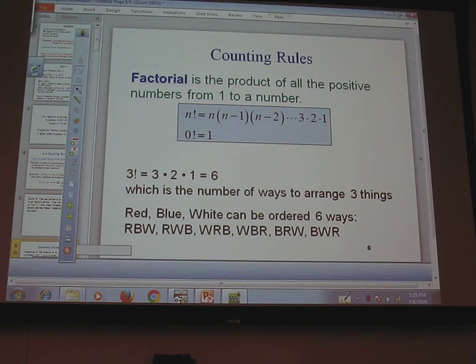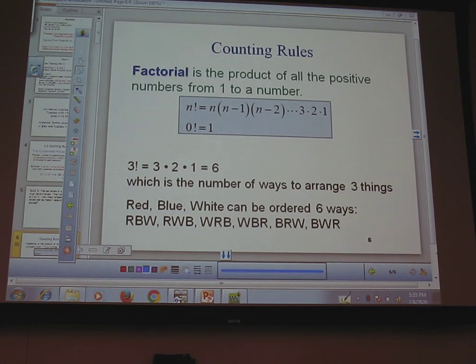Factorial, right? It's when you multiply all the numbers from that number on down to 1. So for example, 3 factorial, you start with 3. 3 times 2 times 1. That's the number of ways of arranging 3 items, or n factorial is the number of ways of arranging n items. Because if you have 5 people, stand up real quick.